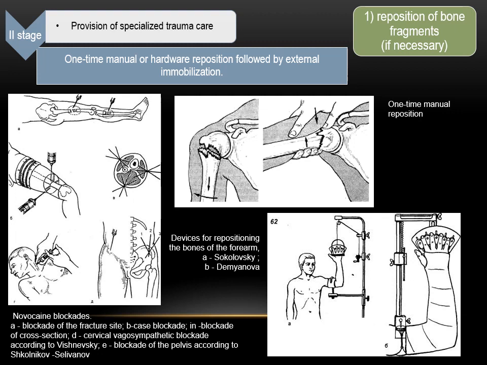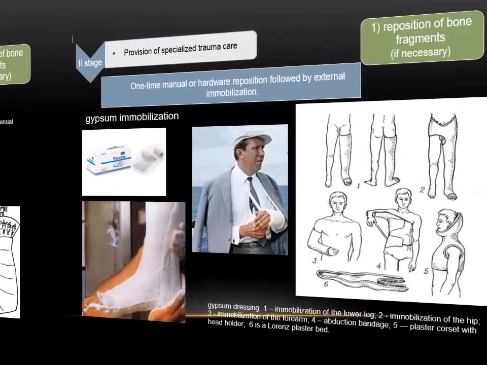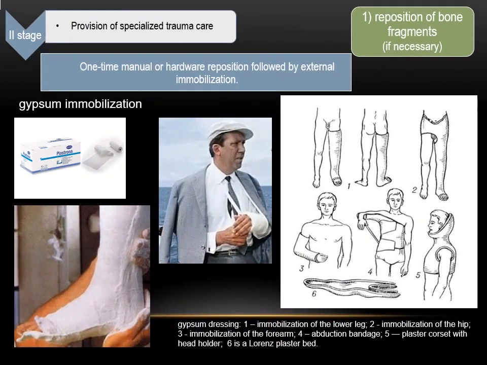Hardware reposition is presented here in old pictures, old diagrams of the technique. Recently it is being used less and less often, because it does not always give a high-quality result. And a one-stage manual reposition in the final stage will still end with immobilization, that is, subsequent external immobilization.